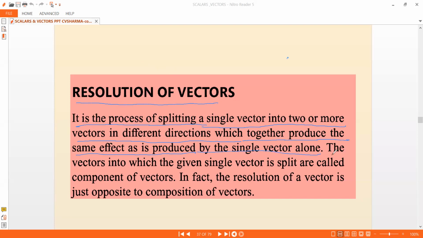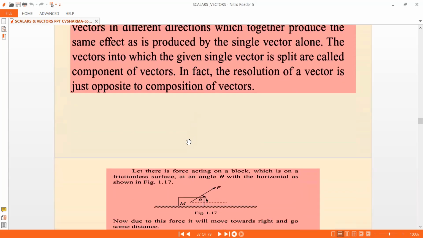Normally, we resolve the vectors into perpendicular components. The vectors into which the given single vector is split are called components of the vector. In fact, the resolution of a vector is just opposite to the composition of vectors. So that is the idea as per the definition. Now let's move on further. I'll explain this further. How do we do that?